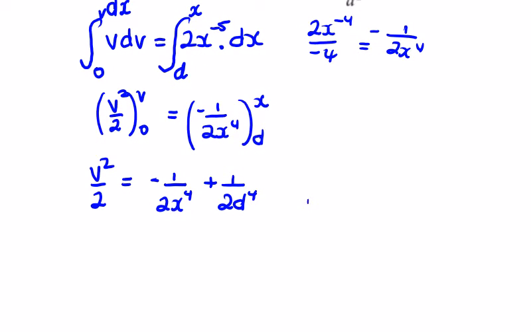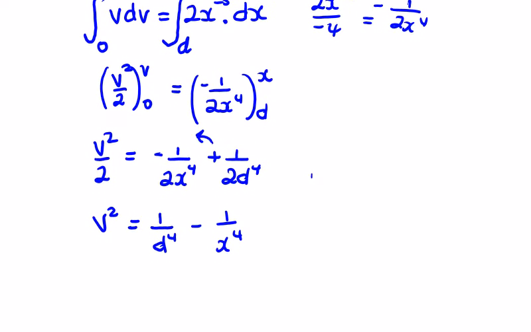Multiplying everything by 2, I'm going to get v squared is equal to, I'll just reverse the order to have the positive one first, 1 over d to the power of 4 minus 1 over x to the power of 4. So my velocity squared in terms of d and x, d being the starting point, is 1 over d to the power of 4 minus 1 over x to the power of 4.